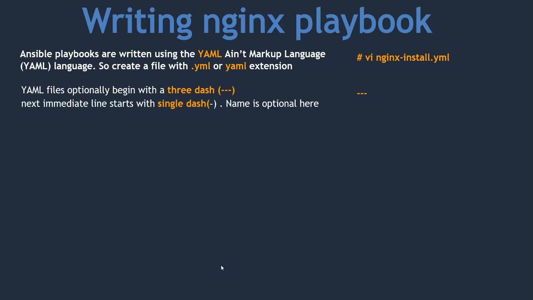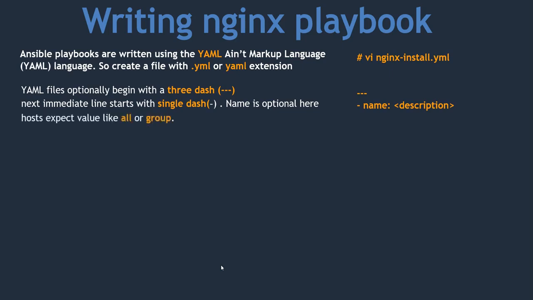Next, the immediate line starts with a single dash. Name is optional here. So on the next line we can use - name. Name is nothing but a kind of description we can specify. It is optional. You can skip the name parameter as well if you don't wish to use it. Anyway, we are going to use it as well.